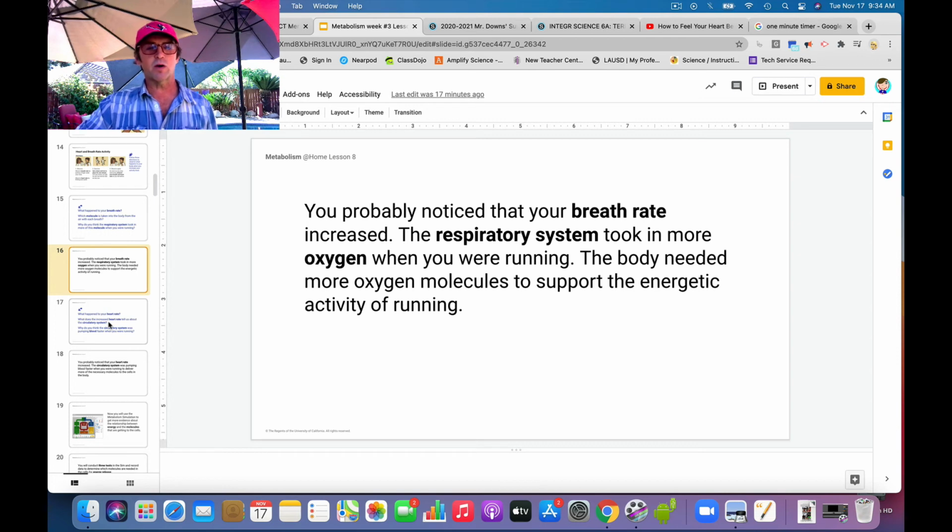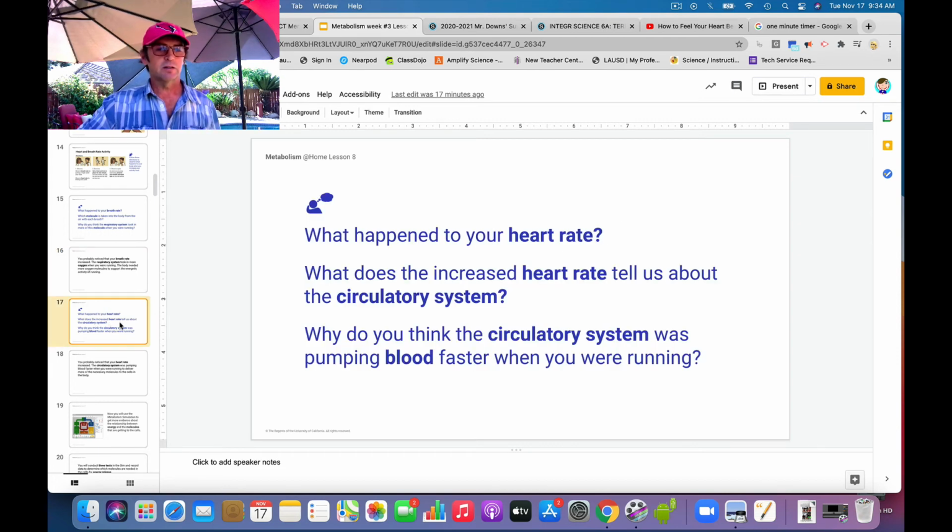So when you run more, you're burning energy. You need more oxygen. Wait a minute, we did this one already. Oh, no, this is the heart rate. What happened to your heart rate? As we know, it went up. So you can write that down.